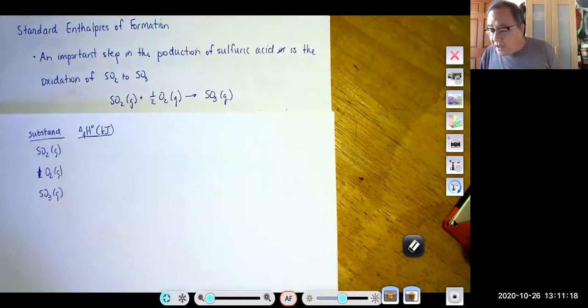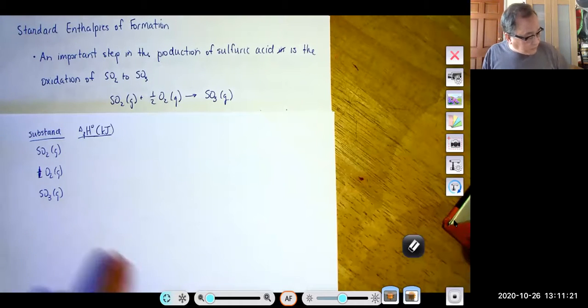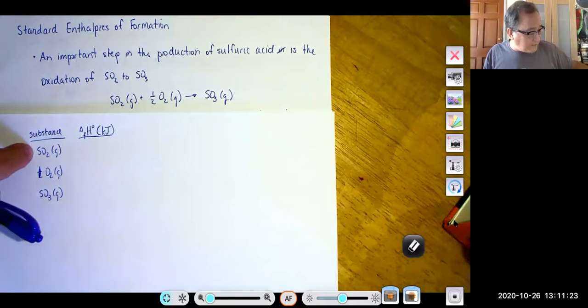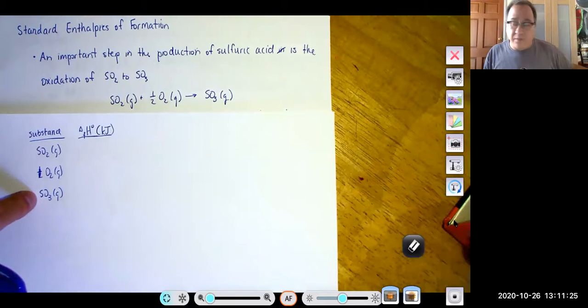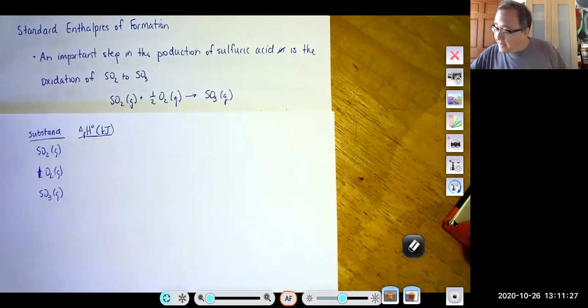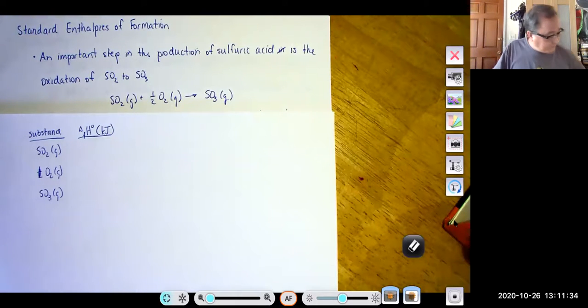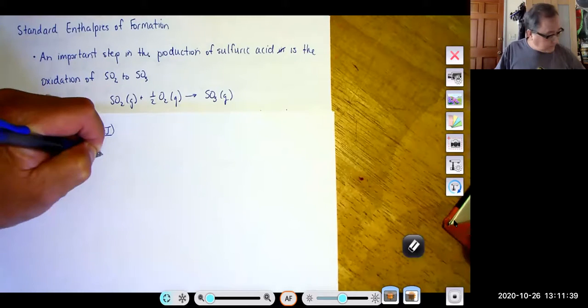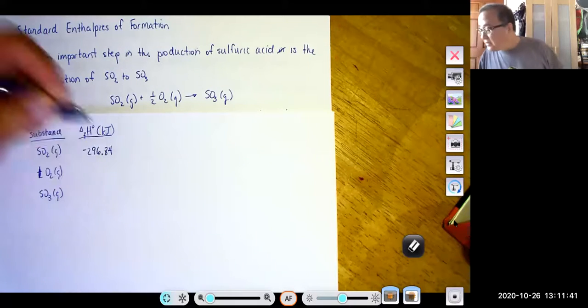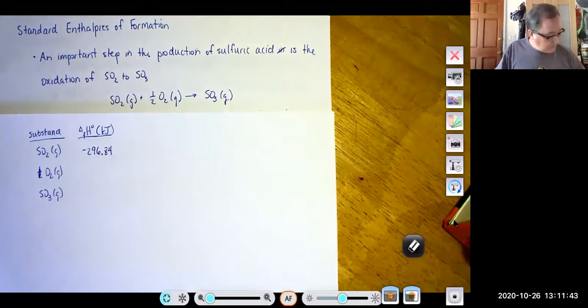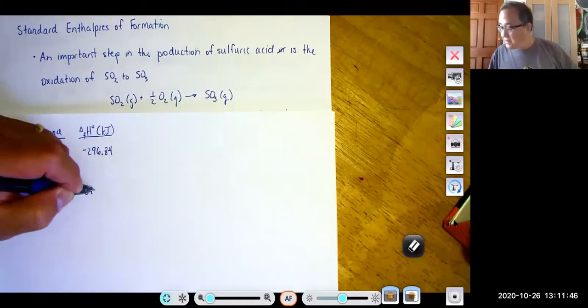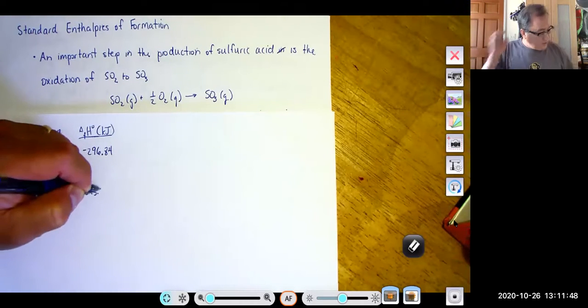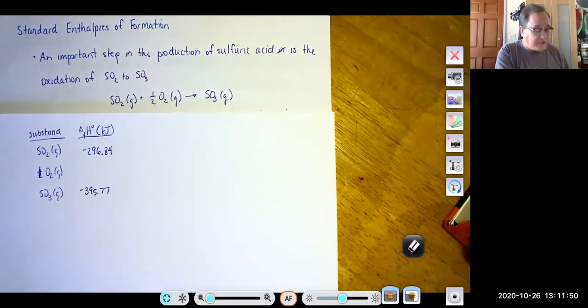So on the test, I would give you the one for sulfur dioxide. I'd give you the one for sulfur trioxide, but I would not give you the one for oxygen. That's one you should know. So it turns out that there's about 100 enthalpies of formation that you should know. I'll go over those in just a moment. Okay, so I'm not going to give it to you for oxygen.